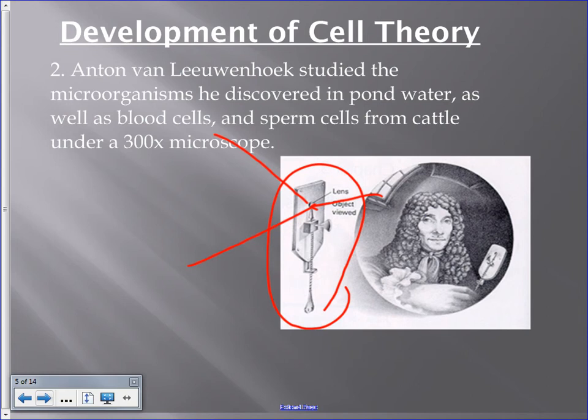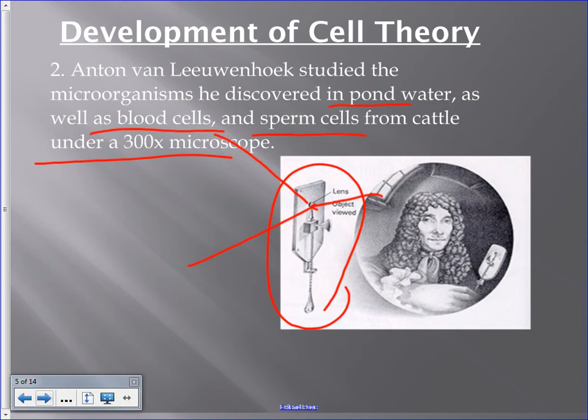And he found that basically everything he looked at had cells. He looked at pond water. He found little one-celled organisms, parameciums, amoebas, things like that. He looked at his own blood. He got sperm cells from a bull. I don't know how, but he did. And his microscope magnified up to 300 times. Science can be a dangerous thing sometimes, I would suppose.